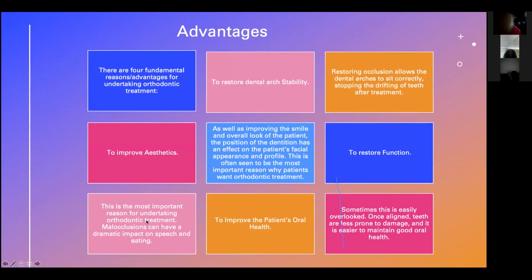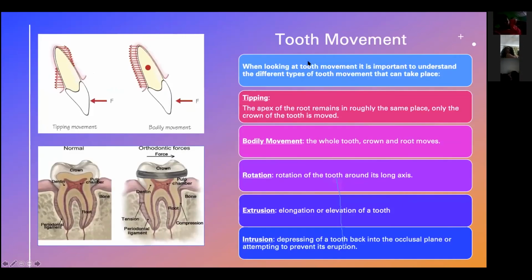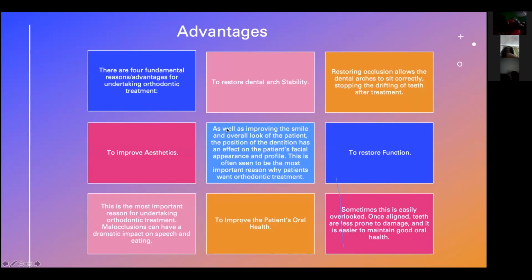The third reason is to restore function. This is the most important reason for undertaking orthodontic treatment. Malocclusion can have a dramatic impact on speech and eating. We understand that even sometimes when you have removable prostheses fitted, whether it's dentures or so forth, you might find it difficult to speak. So if you find it difficult to speak with dentures, let alone having orthodontic appliances or various different types of malocclusions, this can make it quite difficult for you to speak the normal way that you generally would do. So this is why we want to fix and restore function to people's dentition.